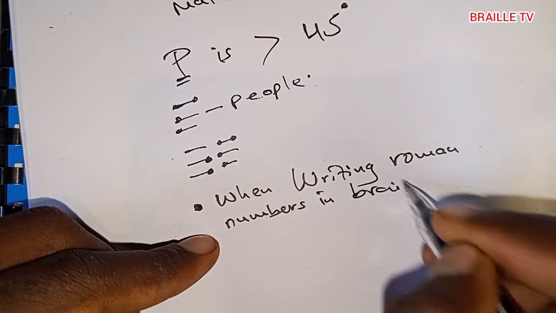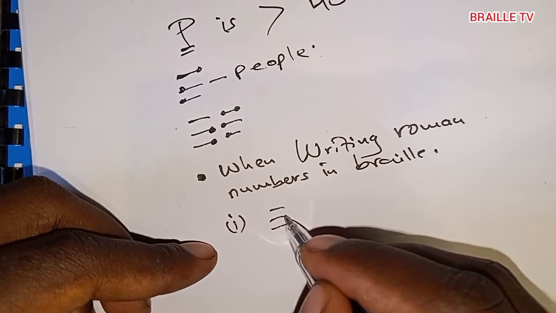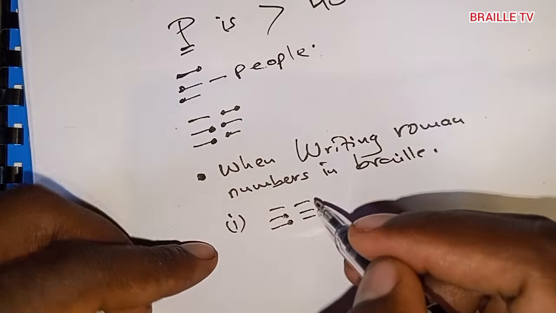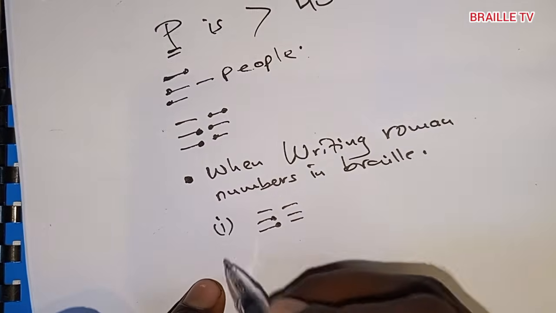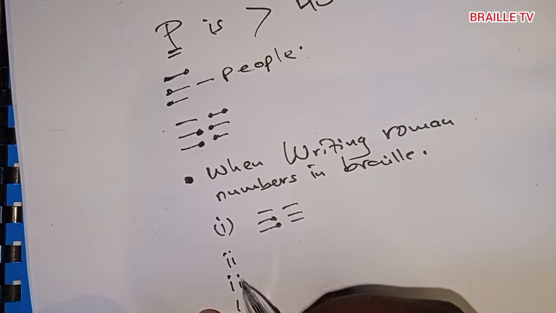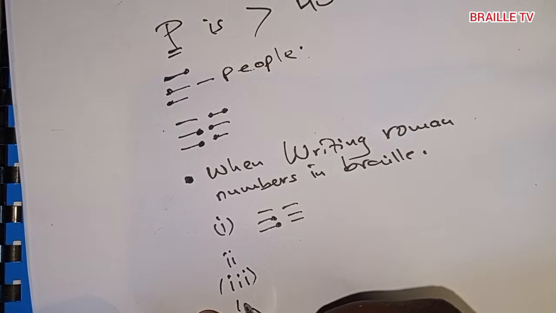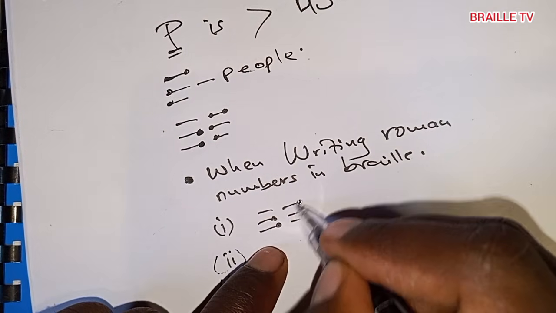For example, ukitaka kuandika Roman 1 unaandika hivi kwa Braille. Letter sign. Roman numbers ndio hii unaandikanga 1 2 3, 1 2 3 like that, isn't it? So ukitaka kuandika kwa Braille unaandika hivi. Wacha tuandike tu hii I like that, okay?